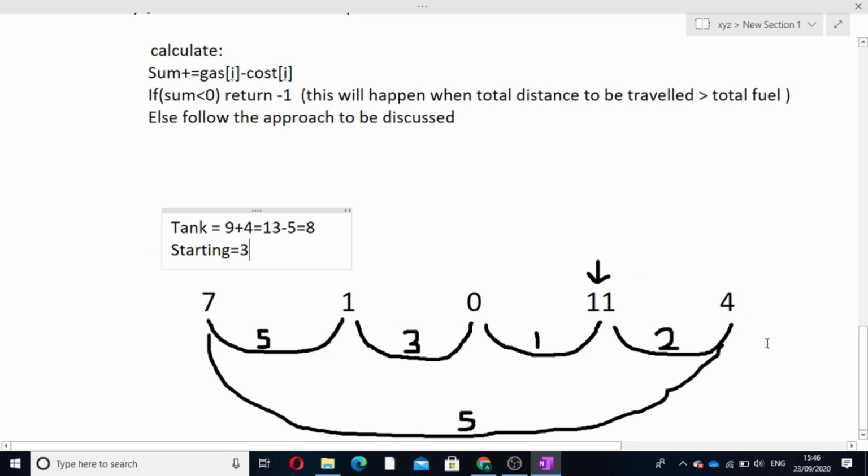I will again explain this approach. When we considered this as the starting point and the tank was 0, we were able to move at most to this gas station only and not ahead of this. So what we would have done in the brute force approach is start with i plus 1, that is, initialize the starting point with the initial starting point plus 1, which was 0. But in this case we can see that we wouldn't have been able to move to the next station because it was 1 and the distance was 3, so it wouldn't be possible for us to move in that direction.